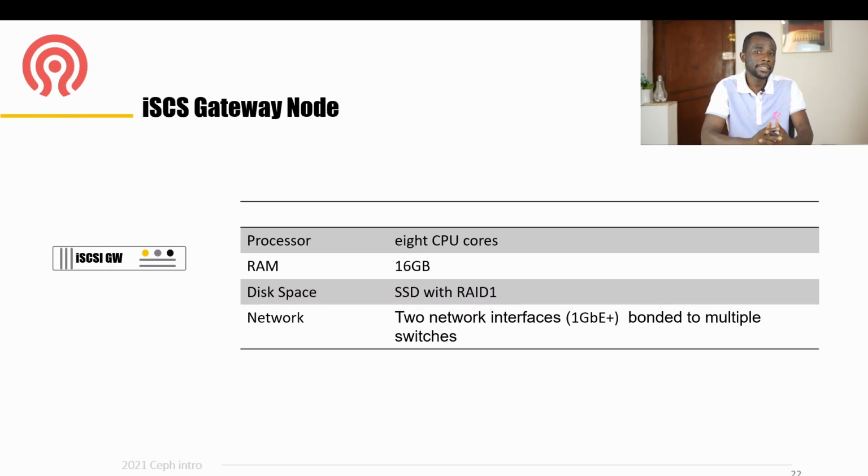The last point is the iSCSI node. If you want to have this node inside the cluster, the requirements are not so huge, but 8 CPU cores and 16 gigabytes of RAM should be configured for this node. Important. And for the network, just one network is sufficient: the public network, in one interface.